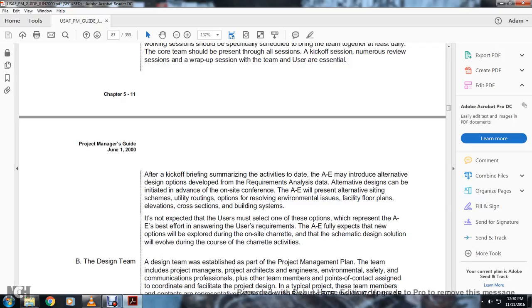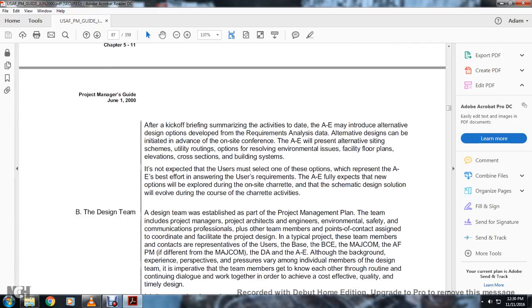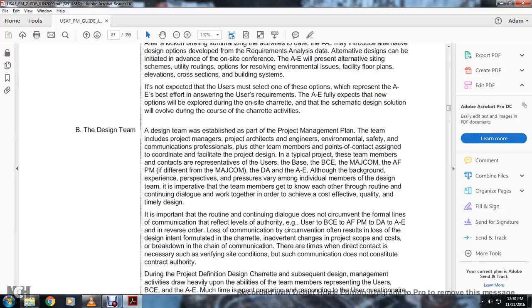The A&E will be fully expert. New options will be explored during the on-site charrette, but the scheduled design solution will evolve during the design charrette activities. B. The design team. A design team will be established as part of the project management plan. The team includes the project managers, project architectural engineers, environmental, safety, and communication professionals, plus other team members. A point of contact is assigned to coordinate with the facility.